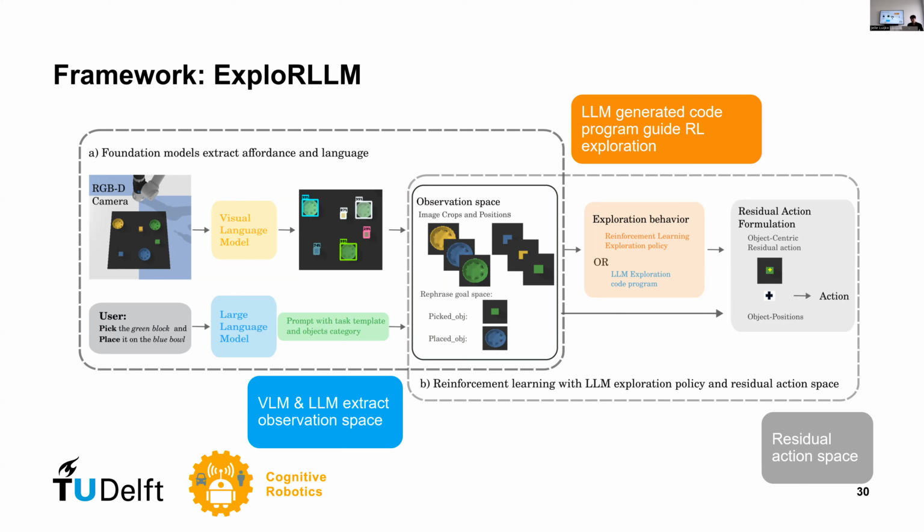And also the action space is a residual action space. For example, it is a relative action corresponding to the image center. If it is a block, it will go to the center to pick it. And if it's some irregularly shaped letter, it will find the distribution around the center of the image crop to get a good pick or a good place.